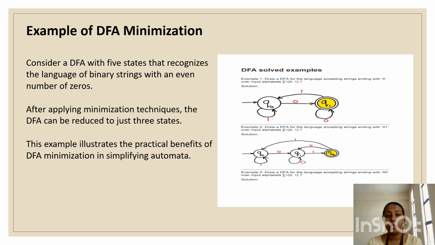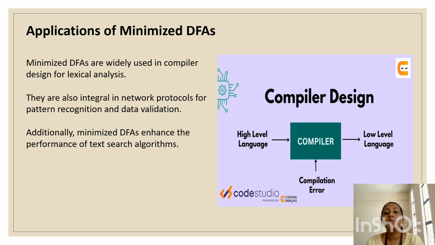We have actually solved many sums related to DFA minimization, where there are 5 to 6 states and we have reduced them to 2 to 3 states using the transition functions. Here is an example of minimization where they reduced the 5-state DFA into Q0, Q1, Q2, and Q3. So let us go into the next topic, that is applications of minimized DFA.